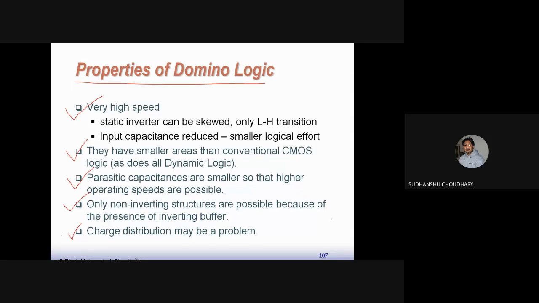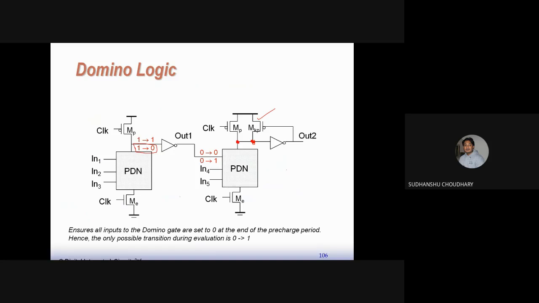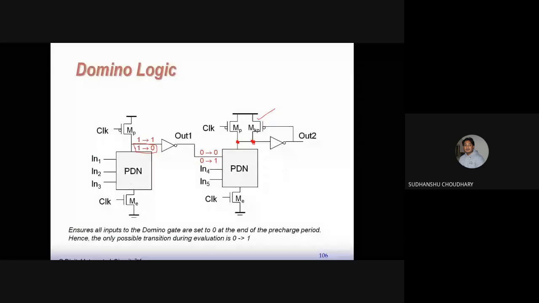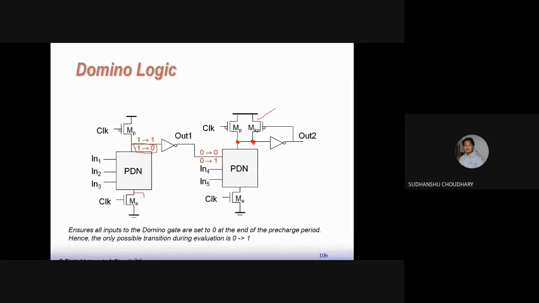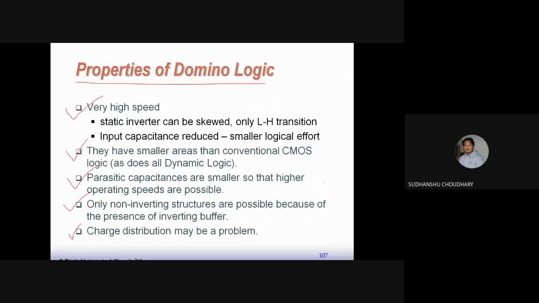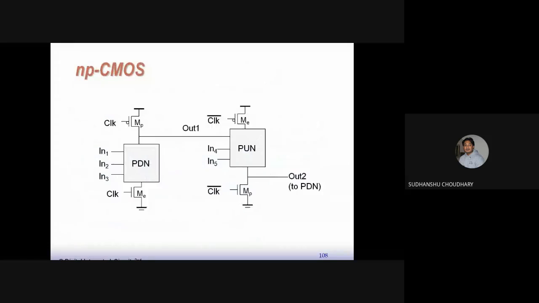So that can be a problem here because of these node capacitances, or maybe the internal node capacitances in the pull-down network. So that may be associated with the drain diffusion capacitances. So during the pre-charge phase, one has to also think of charging the internal node capacitances in the circuit. Right. So charge distribution and charge sharing problems can exist in this domino logic also.